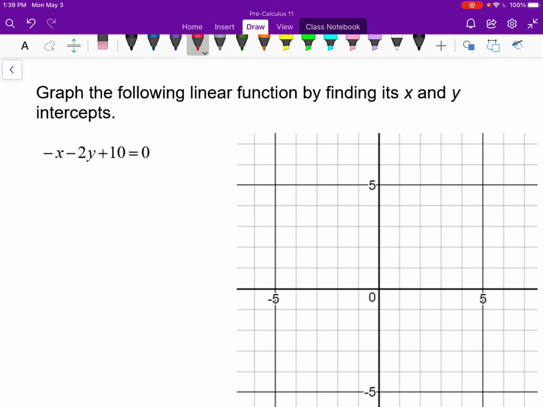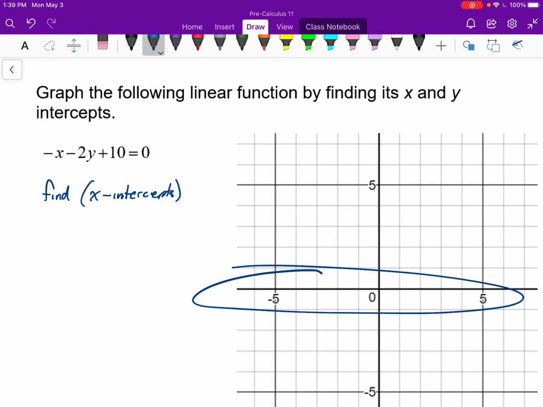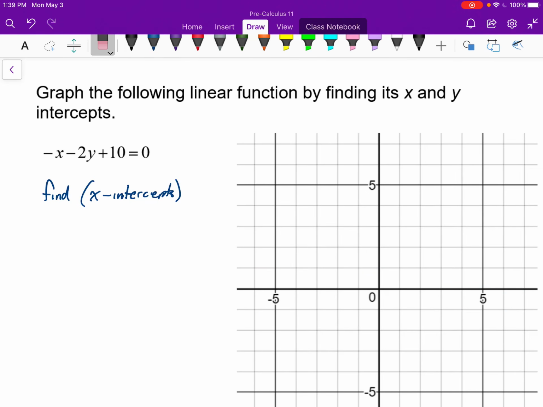How can I do that? Well, for example, if I want to find the x-intercepts, remember what I said earlier, that's where your y equals 0. It's where it crosses this line here. And anywhere on that x-axis, the y-coordinate will be 0. So I can quickly find the x-intercepts if I make my y equal to 0.